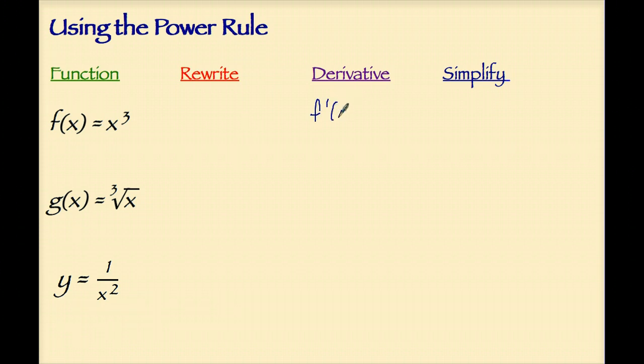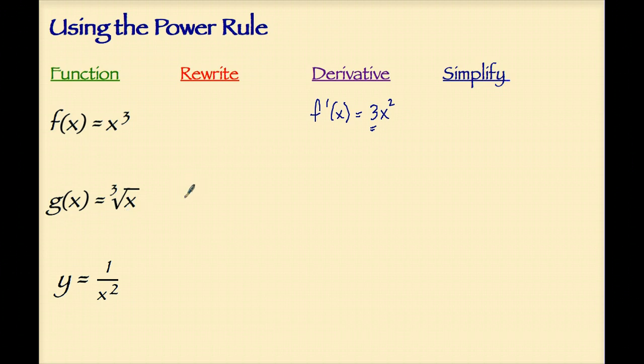F prime of x here is going to be 3x squared. We take the exponent, it comes around to become the coefficient, the new exponent will be 1 less than the original, and that's your derivative. This would be the same result you would get if you had chosen to use the limit definition of the derivative, but much quicker, and of course, because of that, a valuable tool in taking derivatives. Now let's go to the next function.